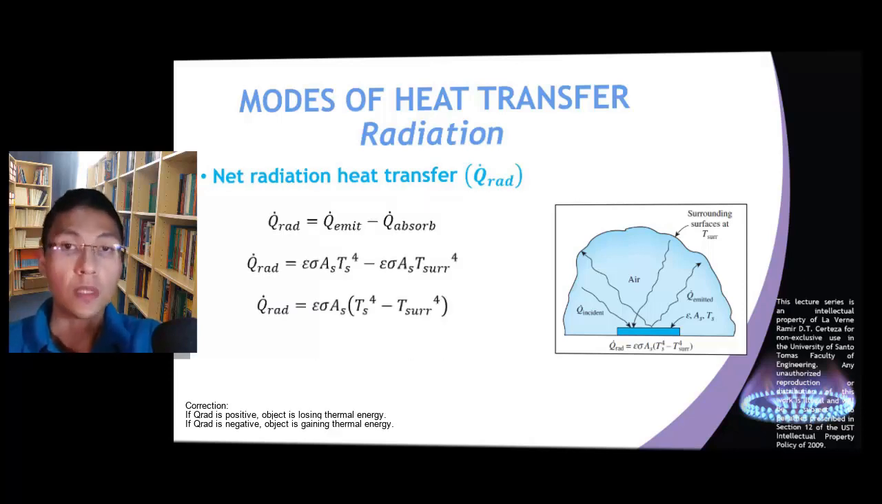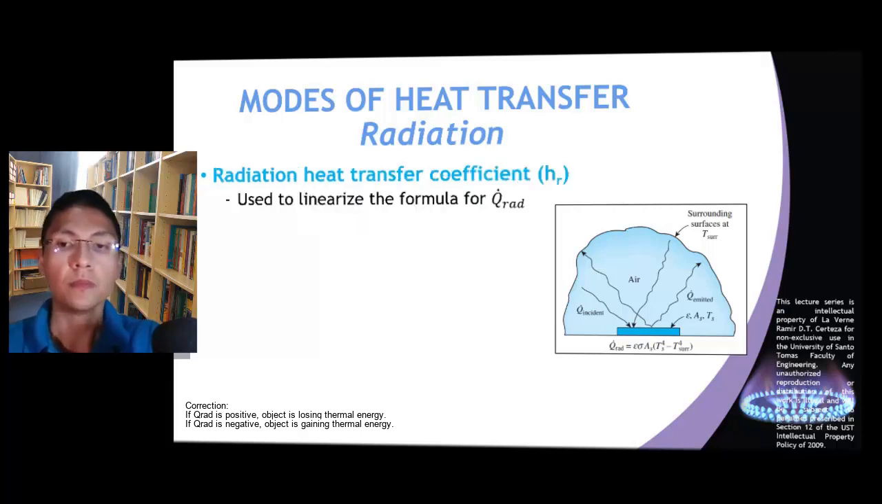It must be noted that when the result of this equation is positive, then that means that the object is gaining thermal energy. Otherwise, if it is negative, then the object is losing thermal energy. The net radiation heat transfer is obviously a function of the fourth power of the surface and surrounding temperatures.